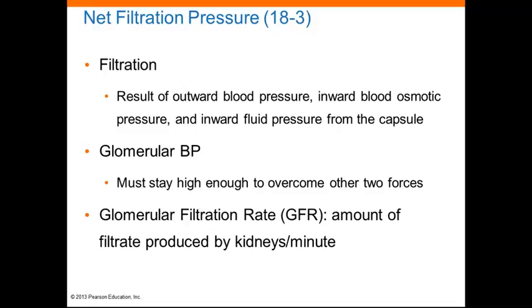The amount of filtrate produced by the kidneys per minute is the glomerular filtration rate, or GFR. The average is about 125 milliliters per minute, or about 180 liters per day, but 99% is reabsorbed in the renal tubules. GFR is dependent on maintaining adequate blood flow to the kidneys and maintaining adequate net filtration pressures.